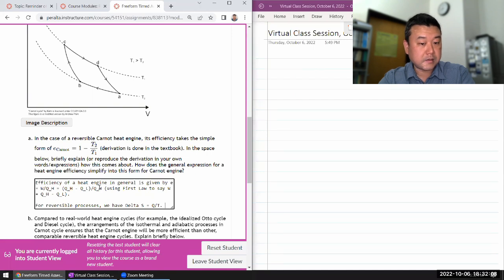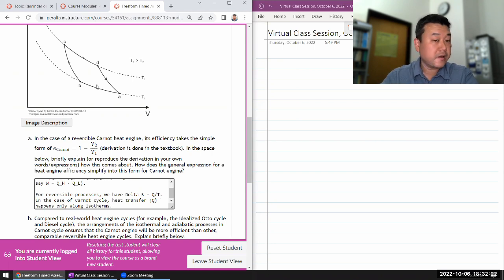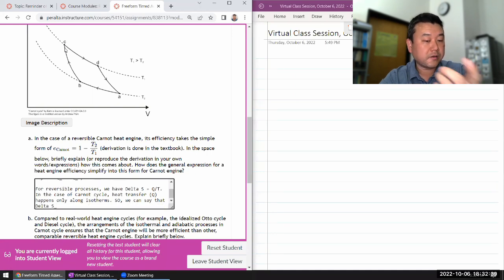And in the case of the Carnot cycle, heat transfer happens only along isotherms, up here and down here. It's really nice because along the adiabatics, there's no heat transfer, so no change of entropy. So we can say that the change of entropy at the high thermal reservoir, where heat's coming in, so entropy is increasing, is plus QH over TH.